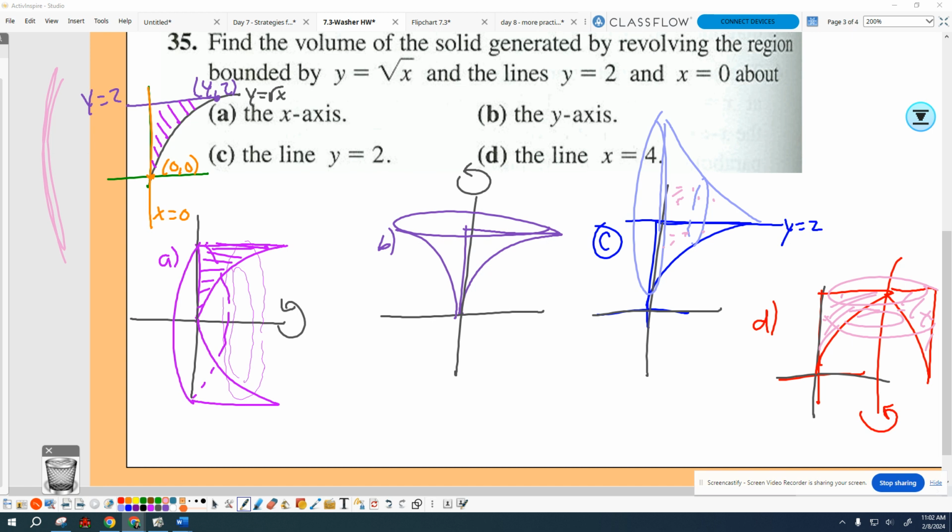Our equations are square root of x and 2. It's not letting me set bounds. It is D.